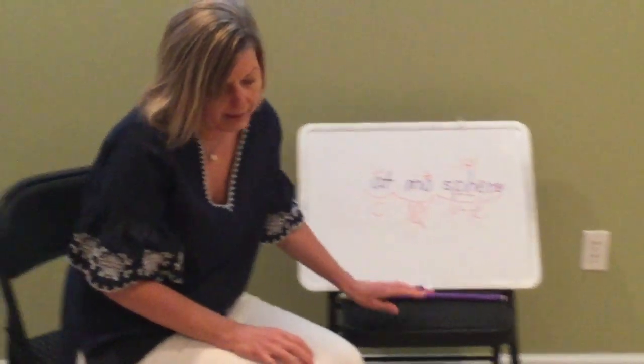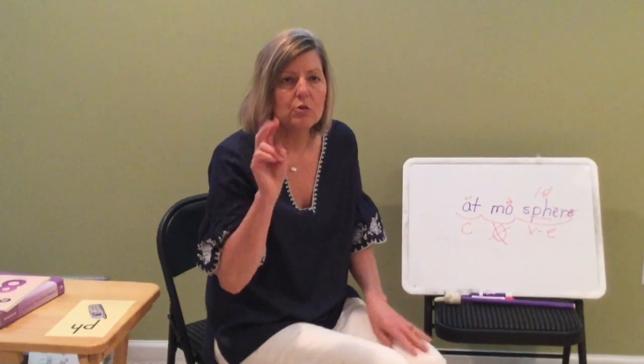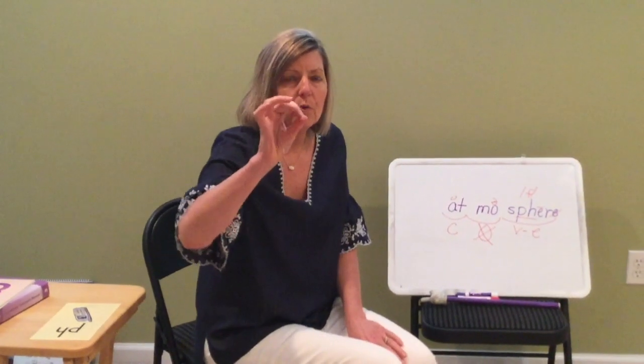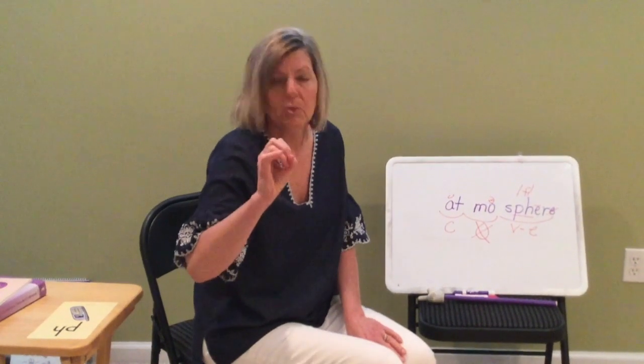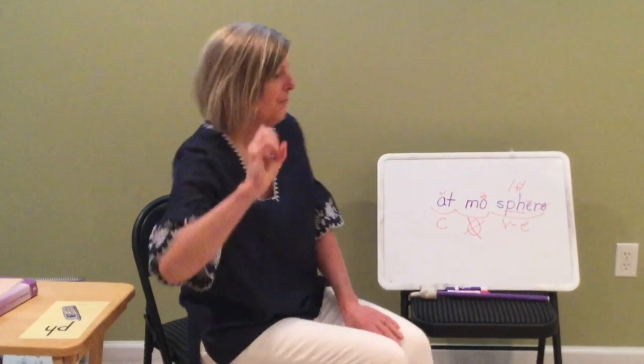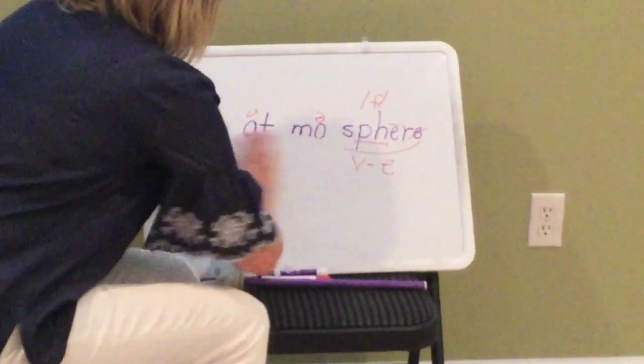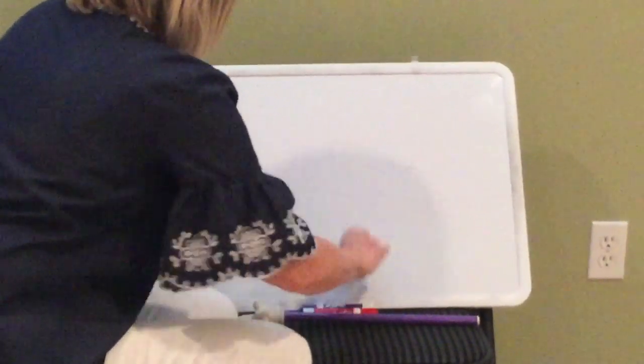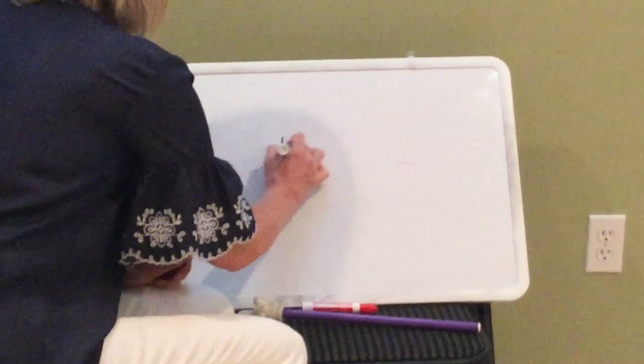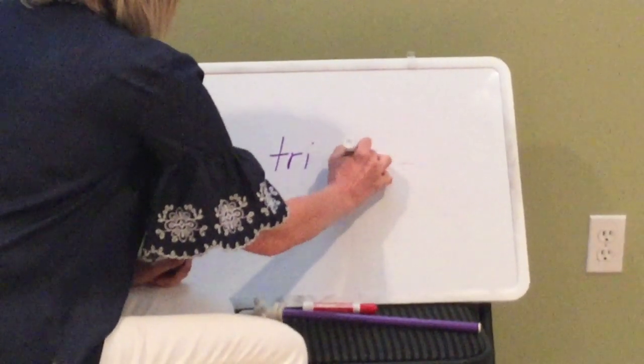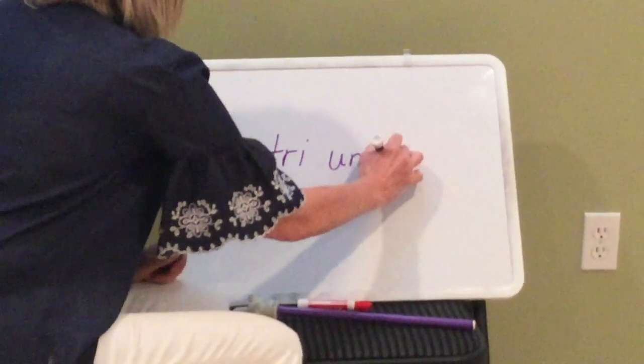Our next word, we have triumph. Triumph. It's two syllables. The first syllable is tri. The second syllable is umf. Let's write it on our board first, and then we'll mark it up. So we have tri and then umph, triumph.